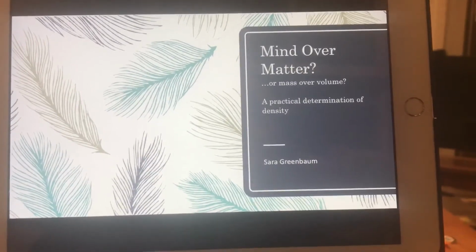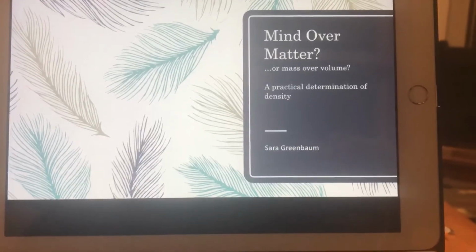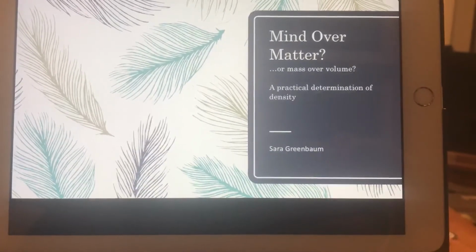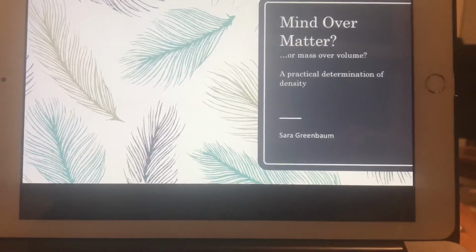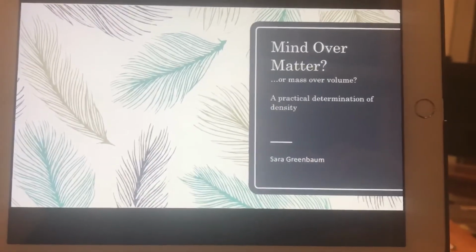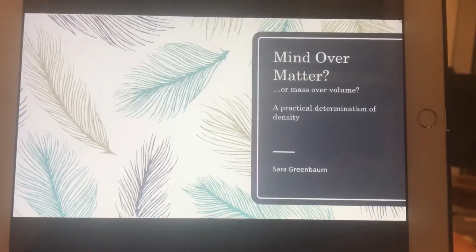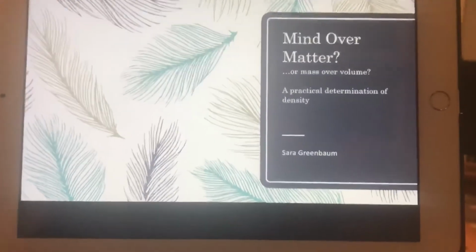Okay, so this is my presentation of the experiment that we've done over the last 2 weeks in chemistry lab. It was the determination of the density of a set of plastic beads using 2 different methods. And I got a little cheesy with this. It's mind over matter or mass over volume, which would be the equation for determining density.